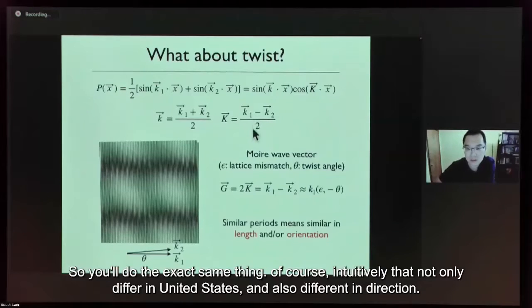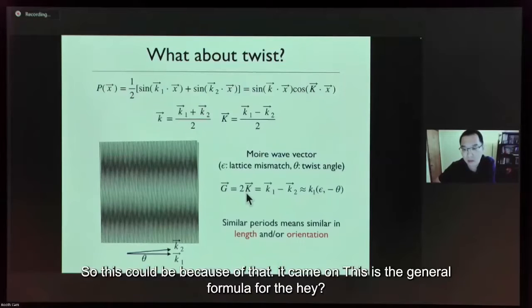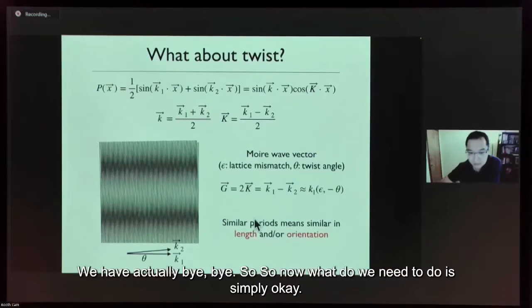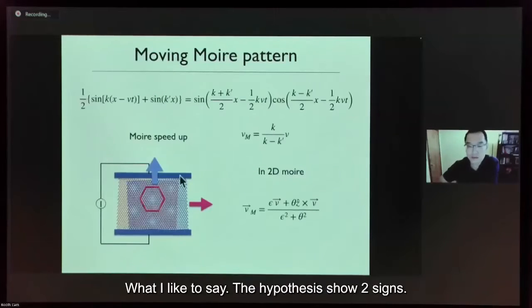So this quickly tells you that, in this case, the general formula for the Moiré wave vector would be a multiplication by epsilon, but also a rotation by theta. Okay, so now what we need to do is simply, we say we have two periodic potentials, and they give us the Moiré potential.